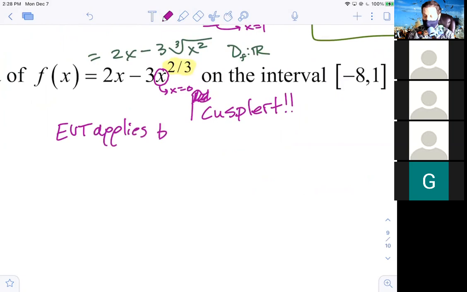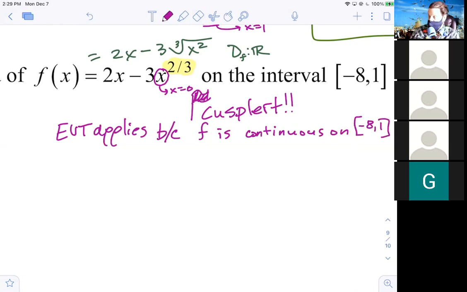And simply you just say, because f is continuous, you don't have to prove it, you just have to know that it is, on the closed interval from -8 to 1. So we know that that function on that closed interval is going to be guaranteed to have both an absolute max and an absolute min. And it can occur at either the endpoints, which we have 2 of them, x equals -8 and 1, or at any critical value on the interior. So that's our next task.